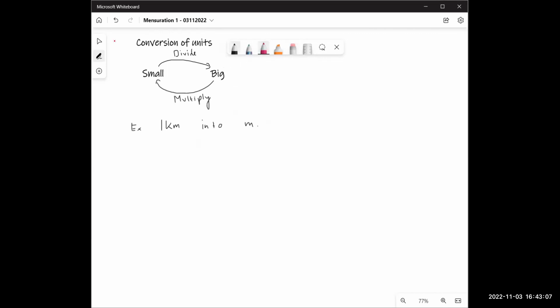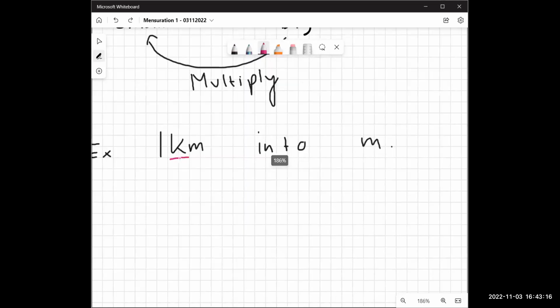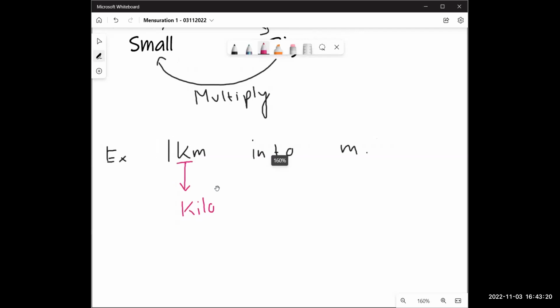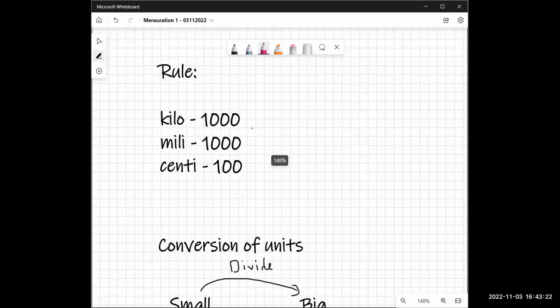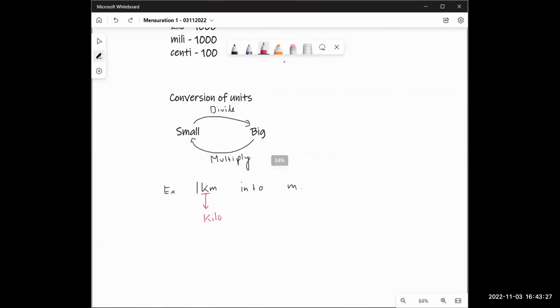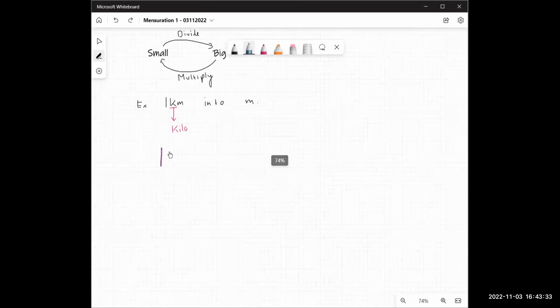Now, everyone has finished, right? My job is to go from km to meter. What is the K over here? What does that mean? K means kilo. And what do we need to think about kilo? What should come to our mind? 1,000. Okay. Now they're asking us to go from 1 km to meters, right? Can you tell me which is smaller, meter or km?